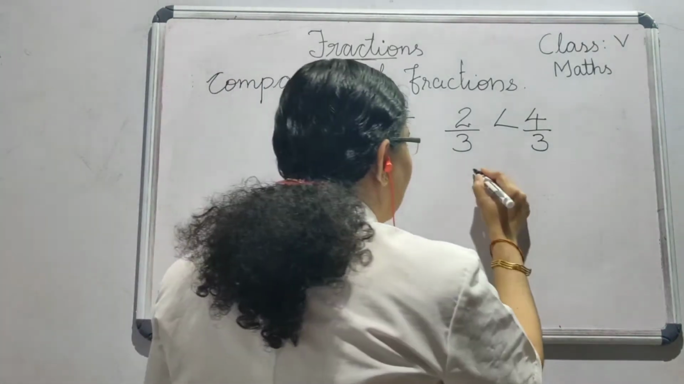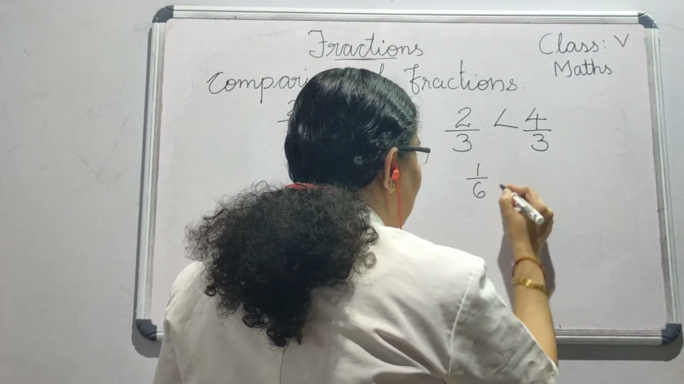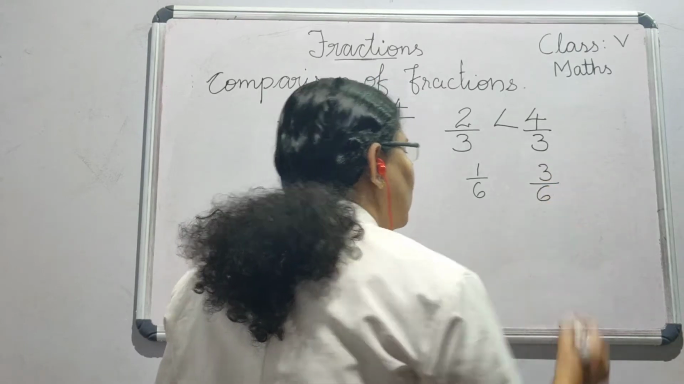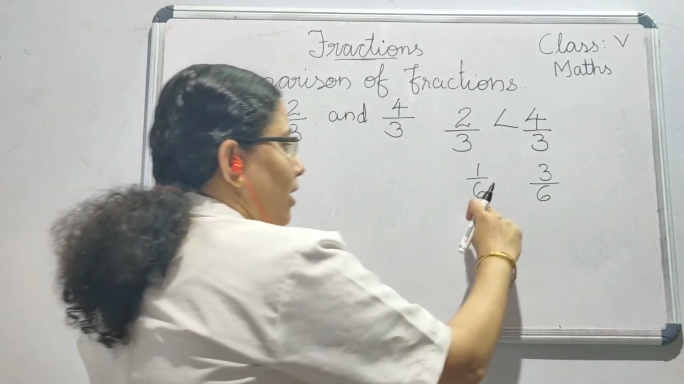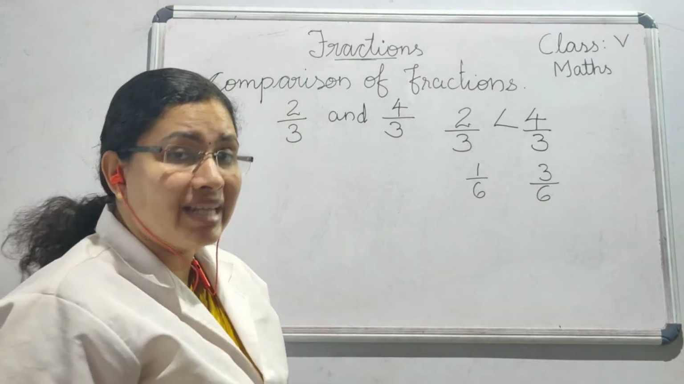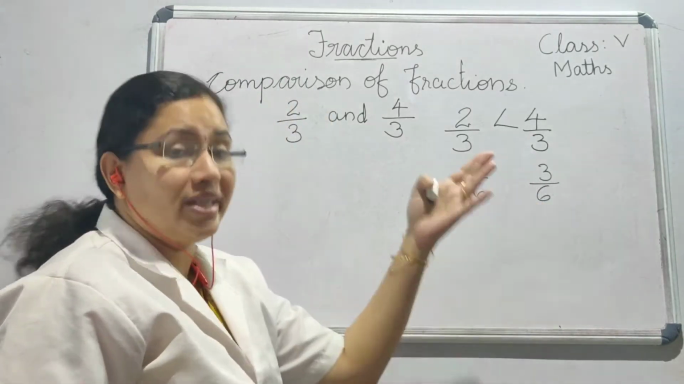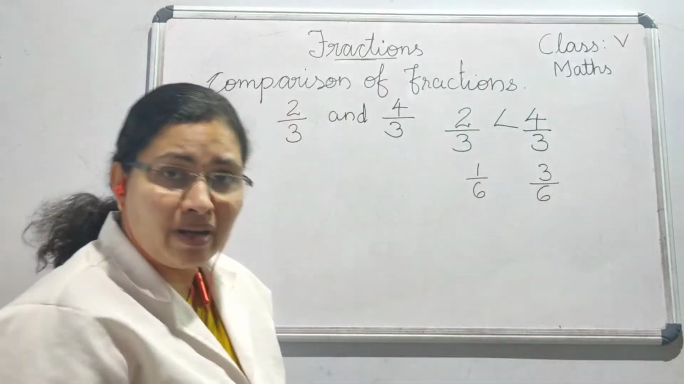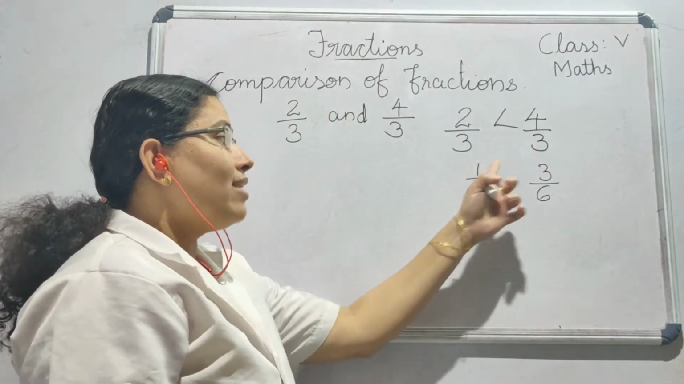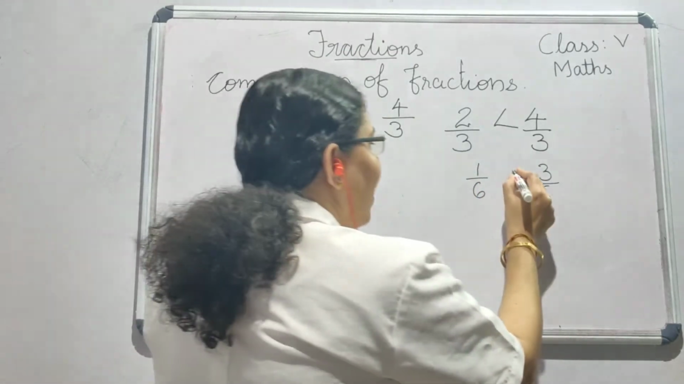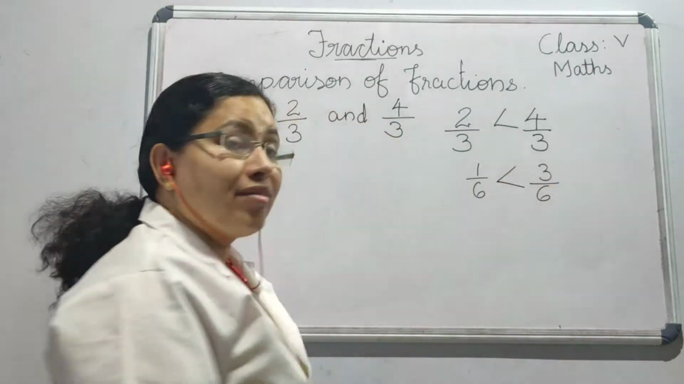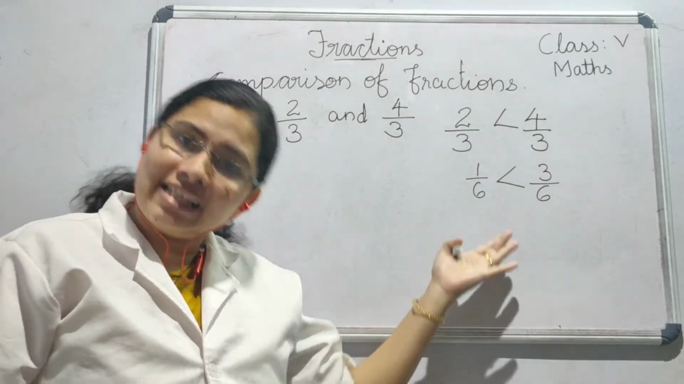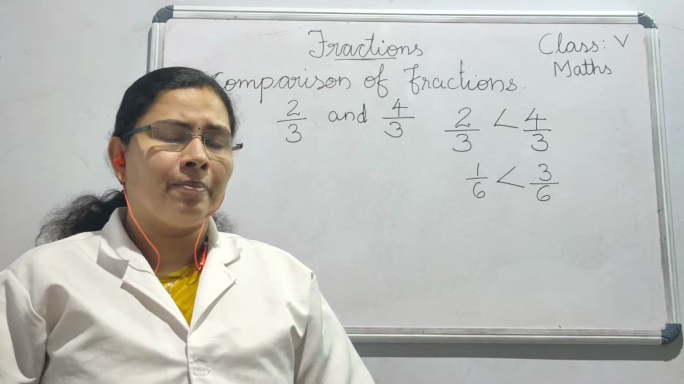For another example, 1 by 6 and 3 by 6. Which is greater? Both denominators are the same here, so it is a like fraction. So we have to compare the numerators. Numerators are 1 and 3. 3 is greater than 1, so we can say that 1 by 6 is less than 3 by 6.